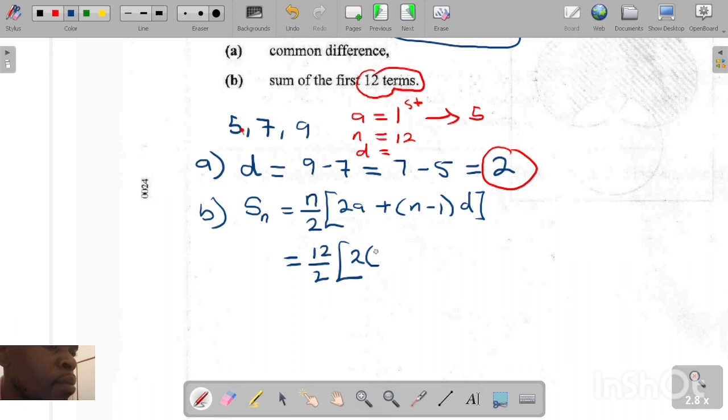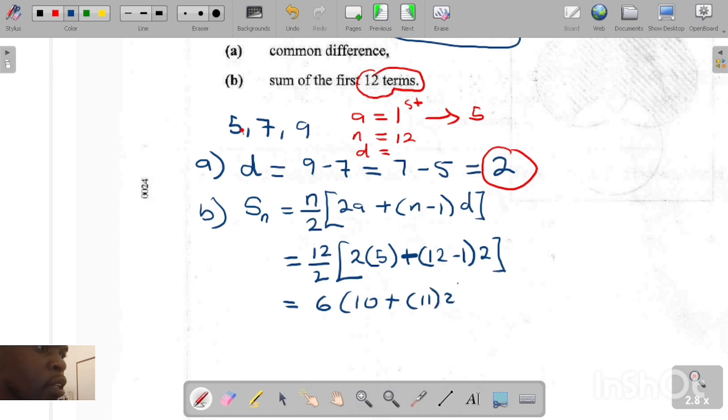Then 2 times a, the first term, is 5, plus n is 12, so 12 minus 1. The common difference is 2, so we're multiplying by 2. Like that. Then we simplify. 12 divided by 2 is 6. Then 2 times 5 is 10, plus 12 minus 1 is 11 times 2.